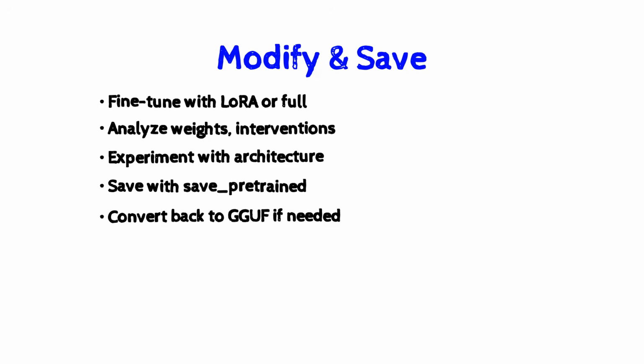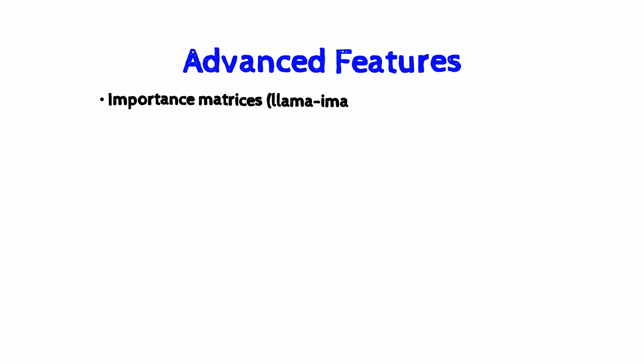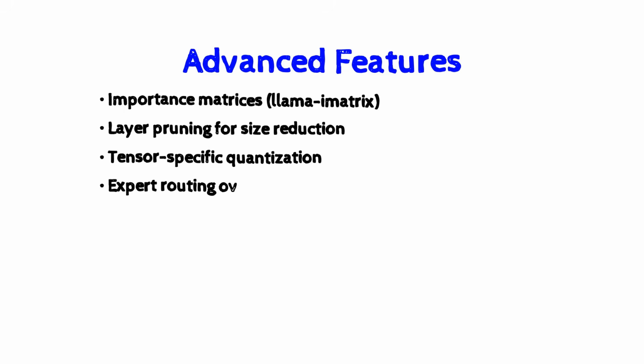GGUF supports several advanced features for power users. Importance matrices can be generated using llama-imatrix to optimize quantization quality for specific use cases. Layer pruning allows removing unnecessary layers to reduce model size further. Tensor-specific quantization lets you apply different quantization types to different parts of the model. Expert routing configurations can be overridden for models with mixture of experts architectures. These features provide fine-grained control over the quantization process for optimal results.